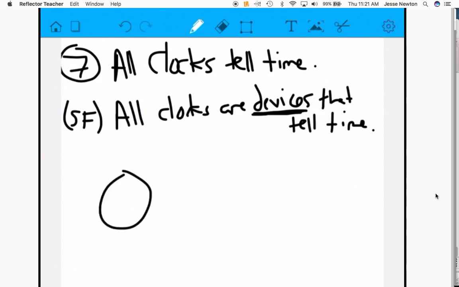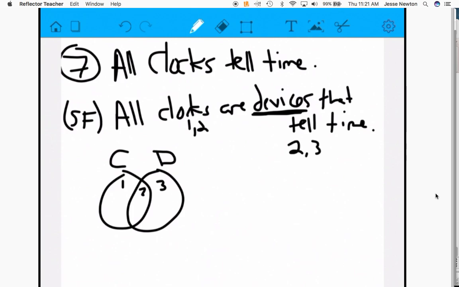So we come down here, we draw our circles again. I'm going to use C to represent clocks, and I'm just going to use a D to represent devices that tell time. Now, how do we diagram this? This is the most tricky one of all. But remember, this is where our numbers come into play. 1 and 2 represent clocks. The circle represents clock. 2 and 3. Now, the first thing we want to do is identify the region of overlap. And then once we identify the region of overlap, just disregard the second region in the predicate term.